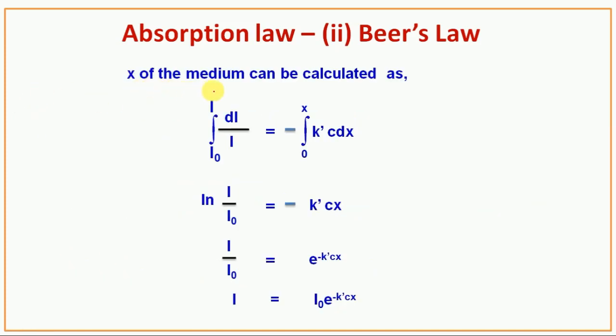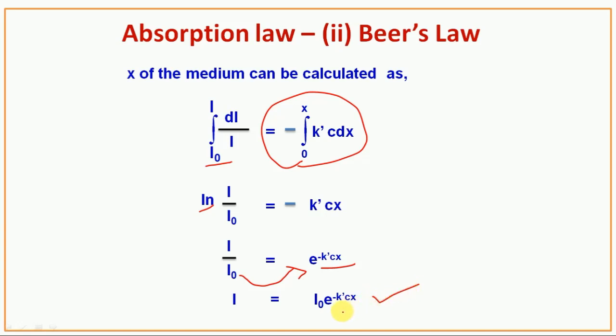For thickness x of the medium, it can be calculated as integral from I0 to I of dI by I is equal to minus integral from 0 to x of k prime c dx. Solving this, we get ln I by I naught equals minus k prime c x. Next, removing the ln, I by I naught is equal to e power minus k prime c x. Then I is equal to I naught e power minus k prime c x. This is the Beer's law equation.